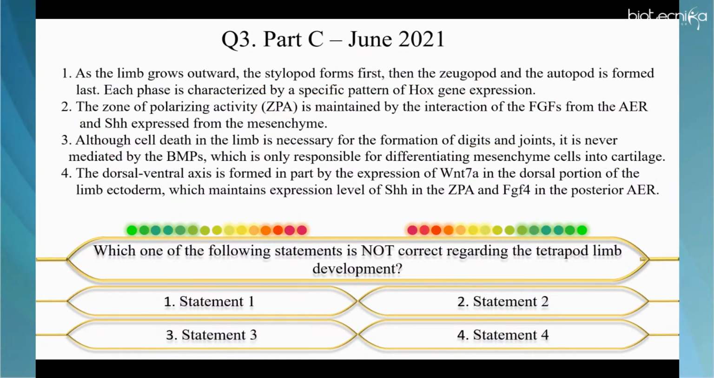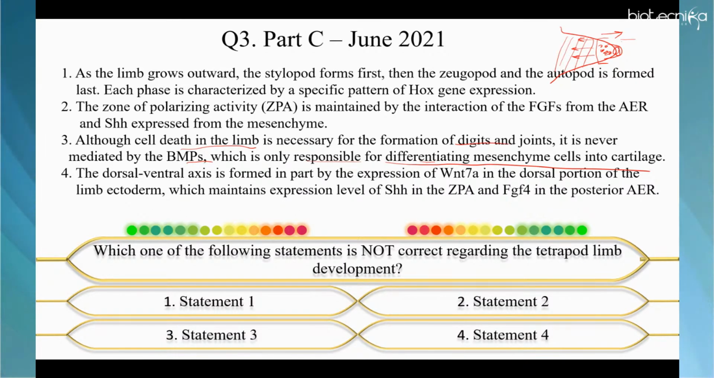So you should understand that when a limb proceeds, under the AER you have actively dividing mesenchymal cells, but in the proximal areas, from where the AER has already crossed and gone further ahead, whatever cells have been laid down should form the cartilage, because they are not extending any further. That is done by BMP according to this statement. They are responsible for differentiating them into cartilage, but they are not involved in the cell death in the limb, which is necessary for digit and joint.